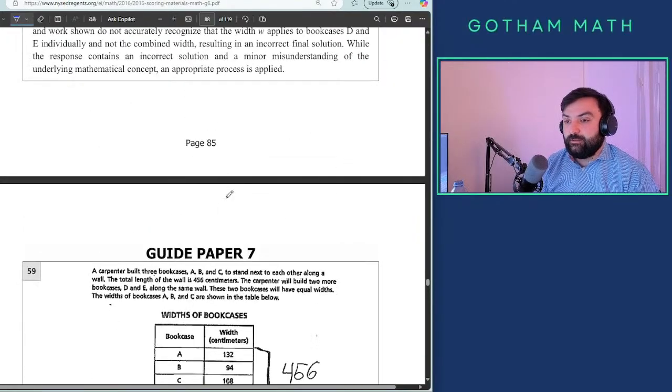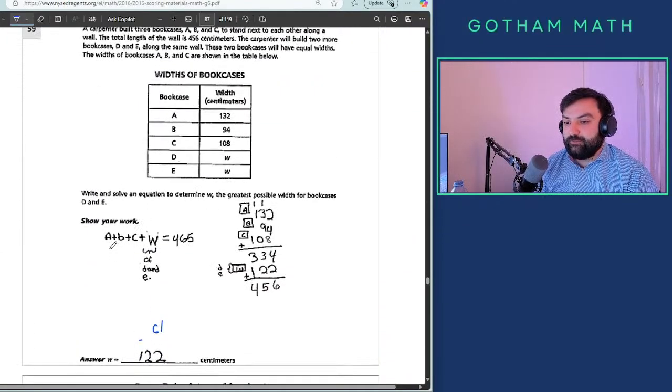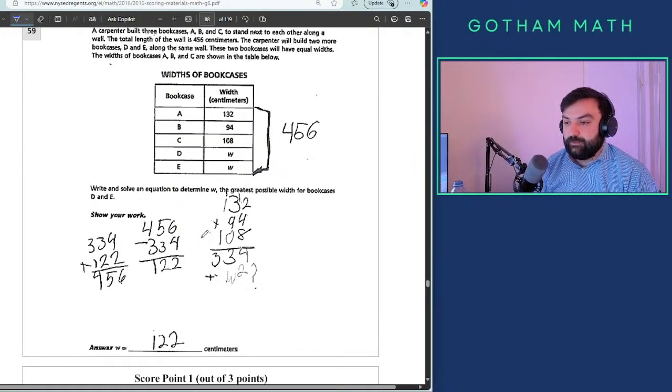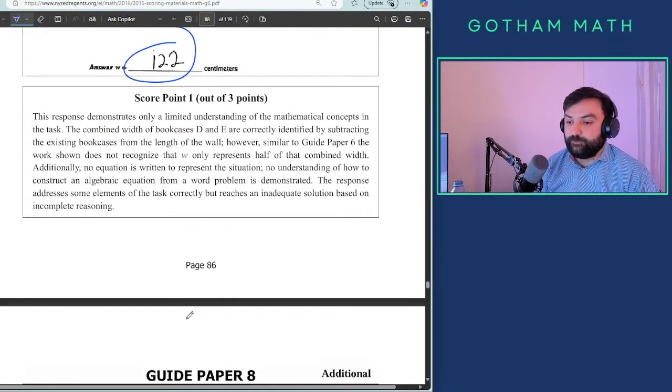But hold on, was there an equation though? A, B, C plus W. Oh, no other W though? 456, boom, boom, boom, boom. No equation, and the answer is wrong. So, 1.